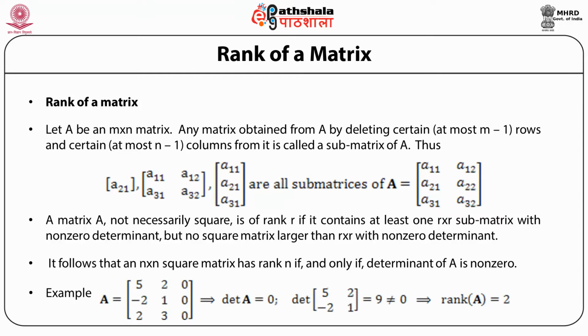For example, matrix A is equal to a 3 cross 3 matrix with the first row being 5, 2, 0, second row being minus 2, 1, 0, third row being 2, 3, 0. This implies the determinant of A is equal to 0. Then the determinant of the 2 cross 2 submatrix, with first row 5, 2 and second row minus 2, 1, is equal to 9. This is not equal to 0. So this implies that the rank of matrix A is equal to 2.